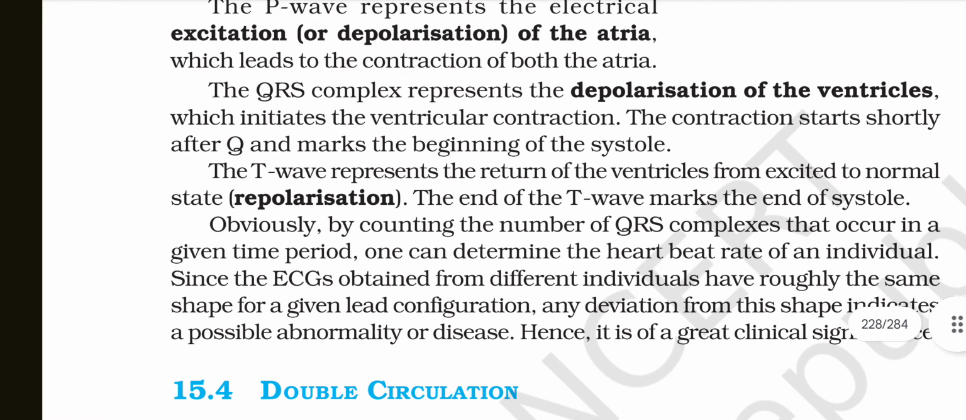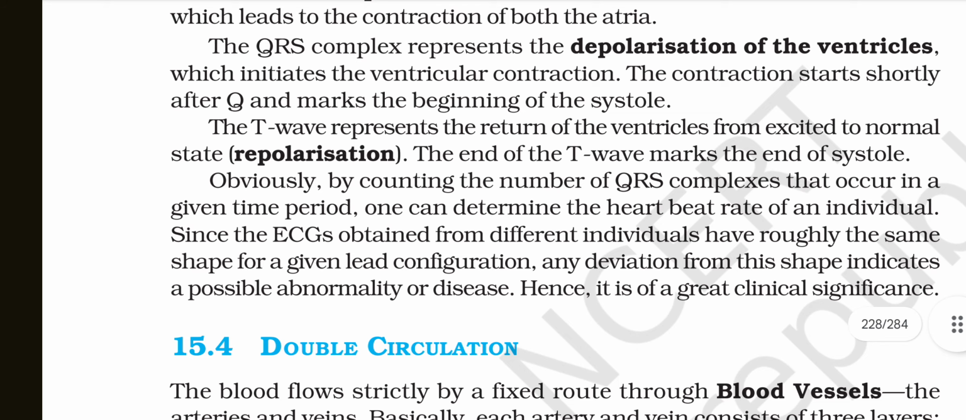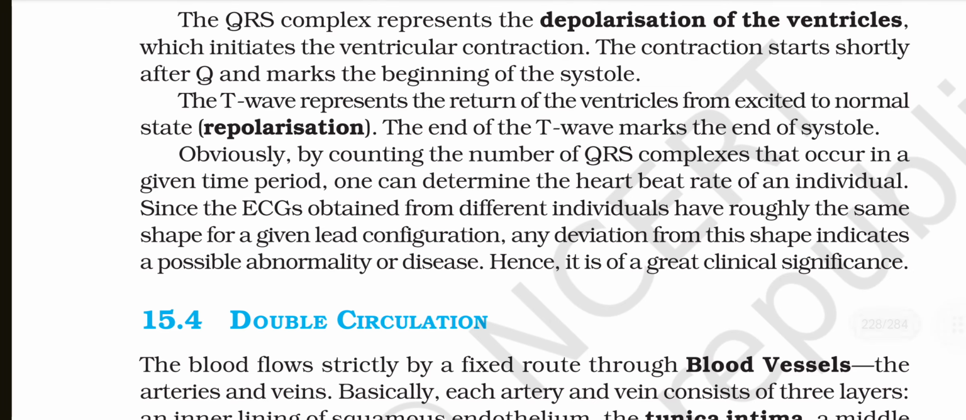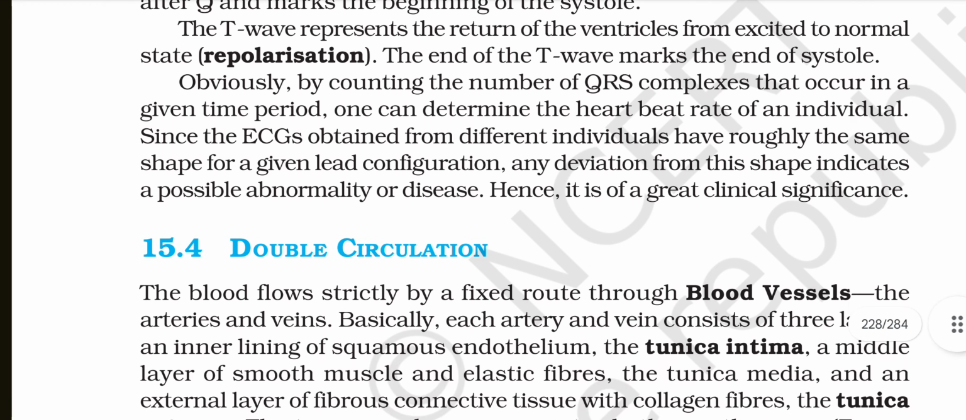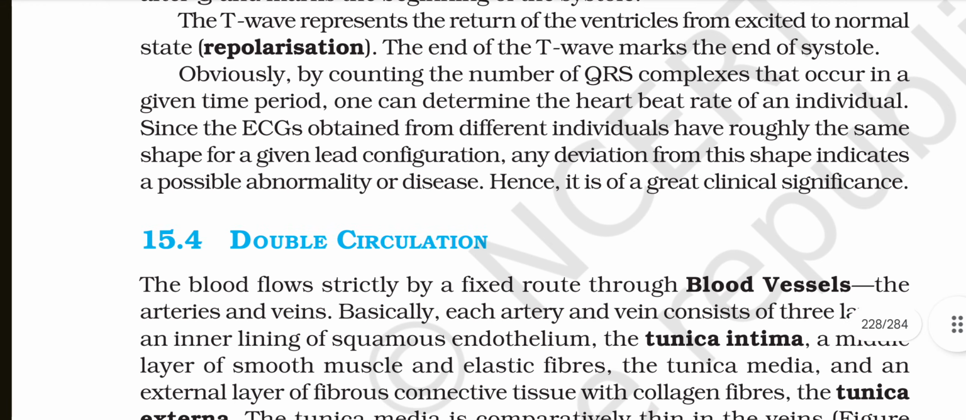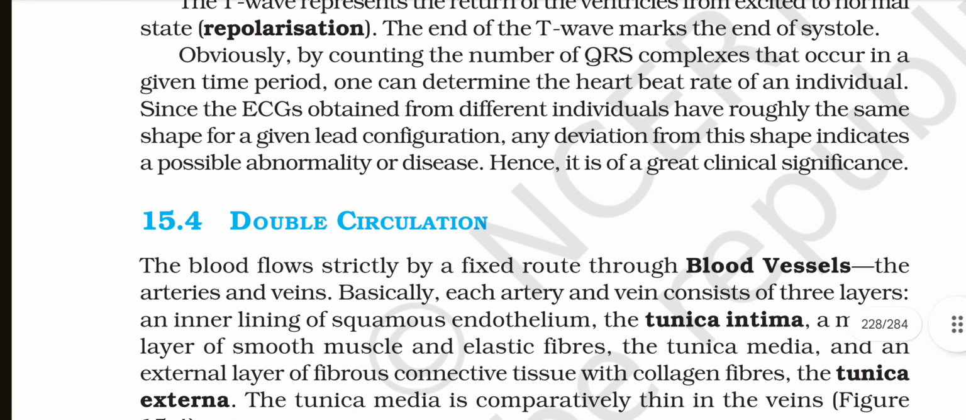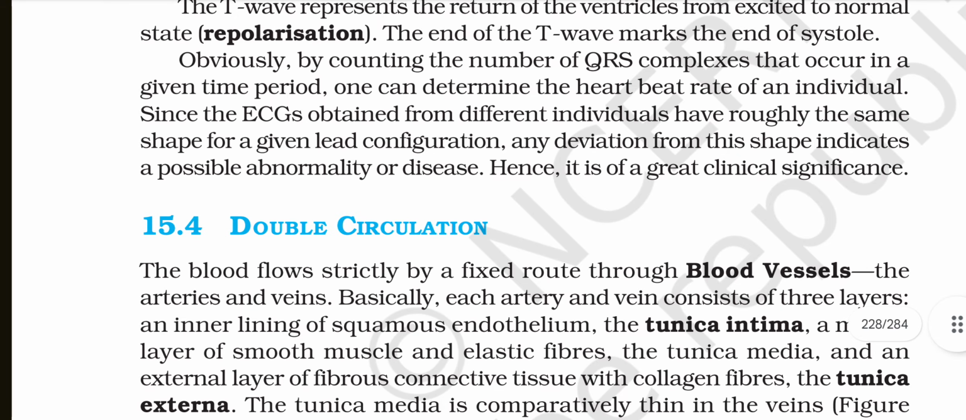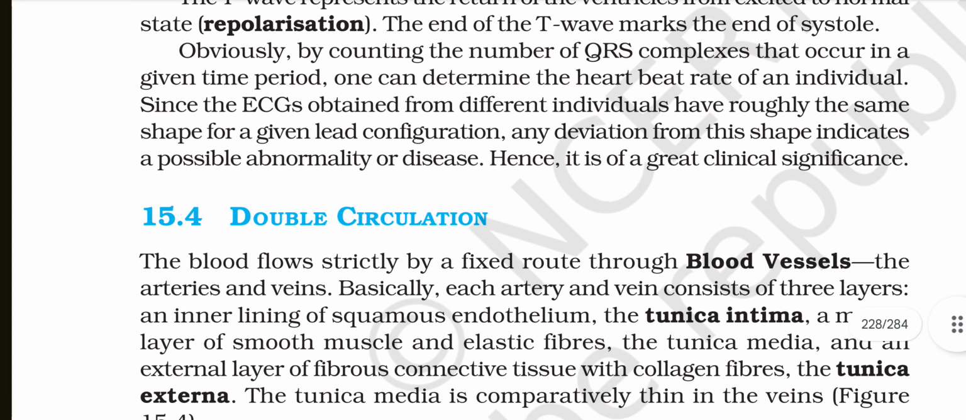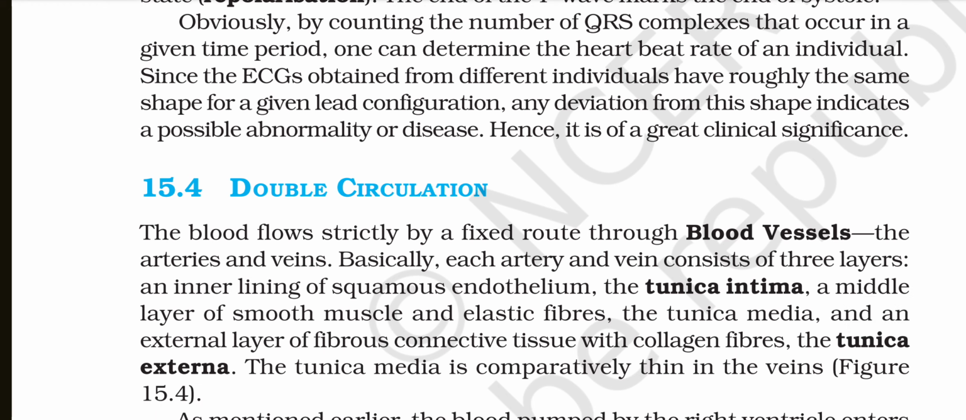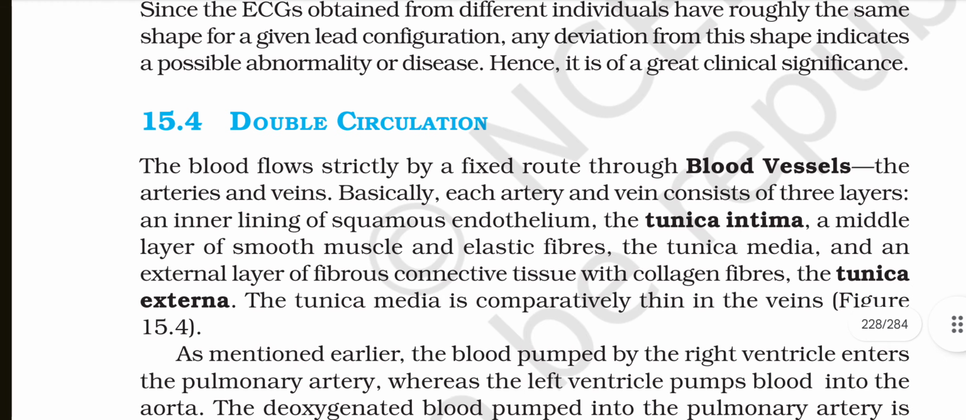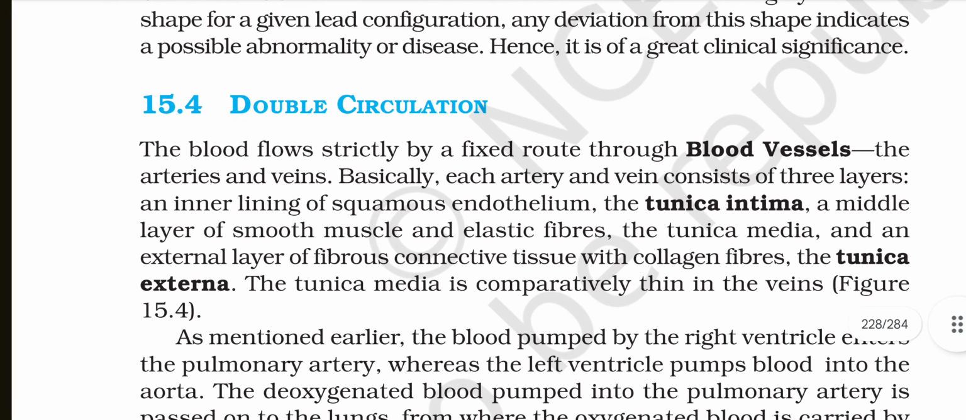Again, by counting the number of QRS complexes that occur in a given time period, one can determine the heartbeat rate of an individual. Since the ECG obtained from different individuals has roughly the same shape for a given lead configuration, any deviation from the shape indicates a possible abnormality or disease. Hence, it is of great clinical significance.